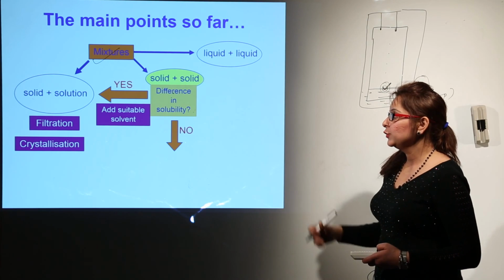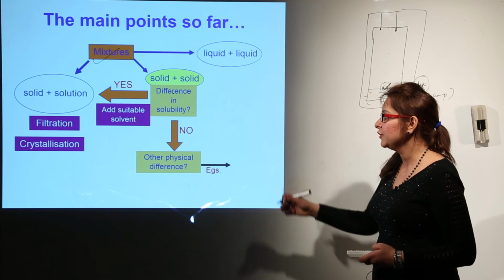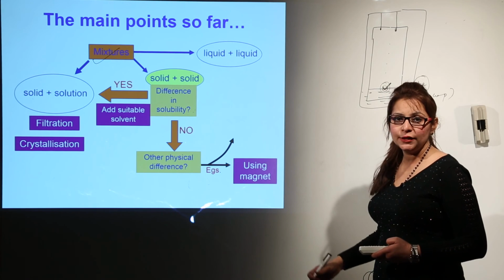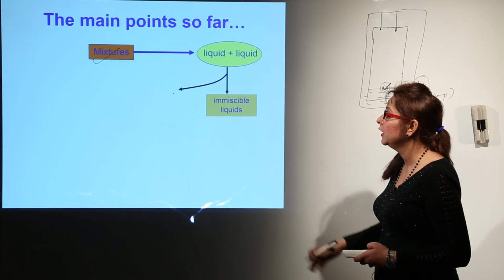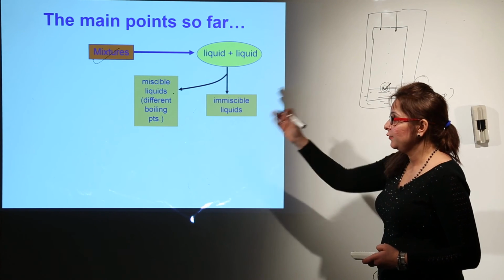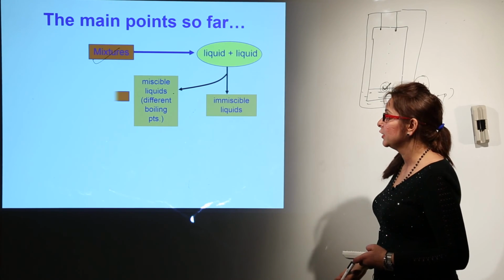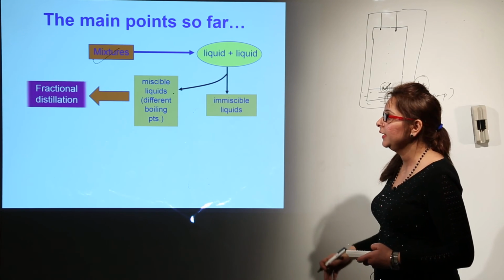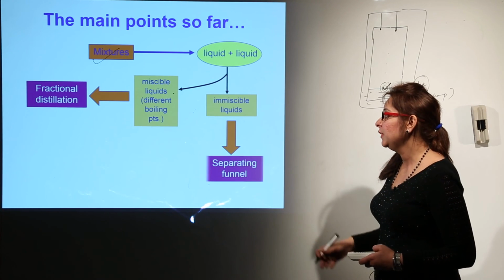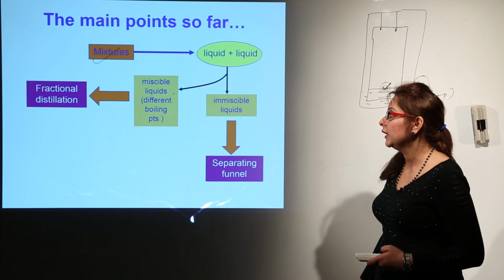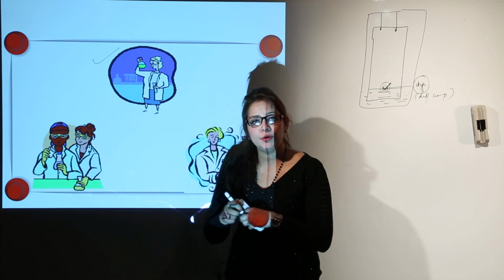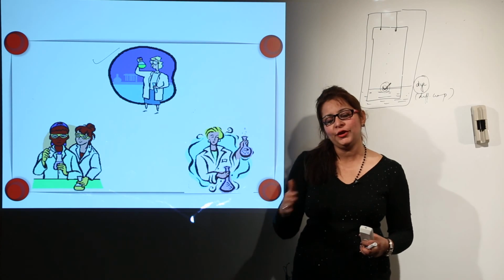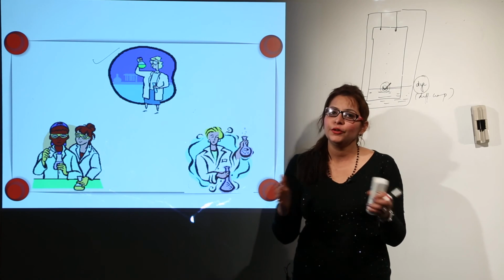If there is no difference in the solubility, then other physical differences are used, like using a magnet, as we did for iron and sulfur. And if I talk about liquid and liquid, we have two kinds: immiscible liquids and miscible liquids. Miscible liquids we will separate with fractional distillation, immiscible with the separating funnel, you know that now. So this is how we carry on the purification, and we keep on carrying out the purification if we wish to separate the different components.